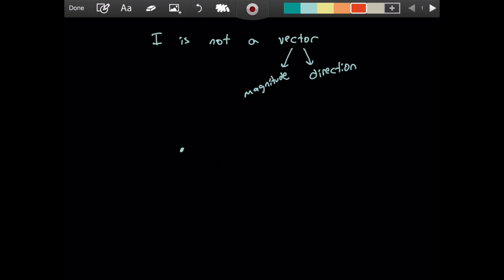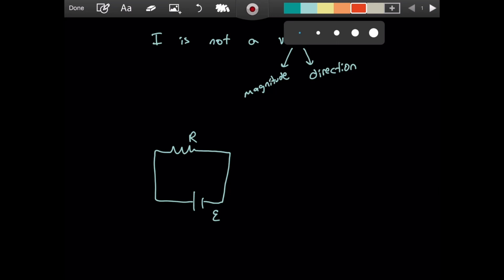But think of the current now. Whenever we say current, let's say that we have a basic circuit. We have a resistor and a battery here. And whenever we draw this, we say we have a current and it flows in this direction, right? We say that there is a current flowing from point A to B. We would say this all the time while analyzing circuits. We would say current is flowing in this direction and it has this magnitude. So how is it that current is not a vector?